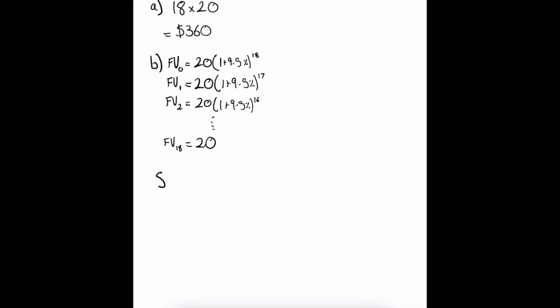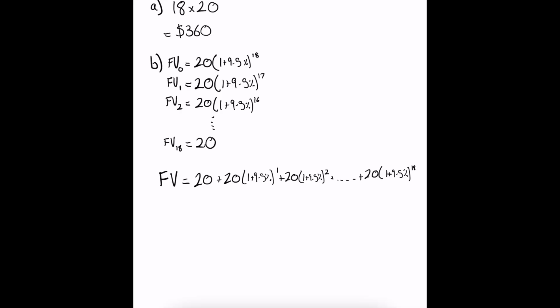So when we look at the sum, or the total future value, it's better to write this as an increasing formula. I think it makes it easier. So let's start from the end and work our way up. So what we get is 20 plus 20 outside of 1 plus 9.5% to the power of 1, plus 20 outside of 1 plus 9.5% to the power of 2. And this will continue all the way up to 20 outside of 1 plus 9.5% to the power of 18.